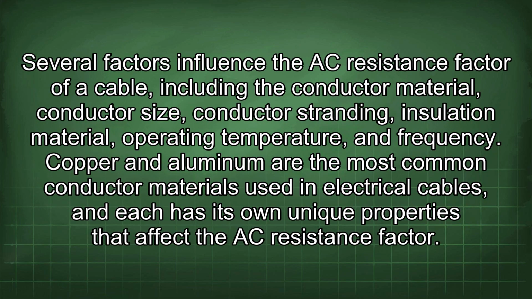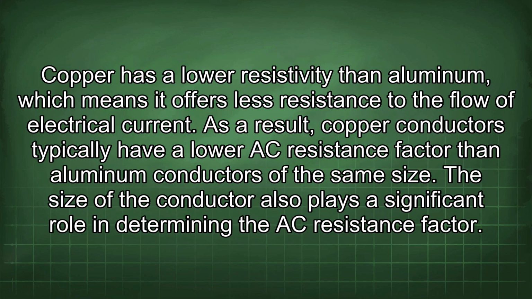Several factors influence the AC resistance factor of a cable, including the conductor material, conductor size, conductor stranding, insulation material, operating temperature, and frequency. Copper and aluminum are the most common conductor materials used in electrical cables, and each has its own unique properties that affect the AC resistance factor. Copper has a lower resistivity than aluminum, which means it offers less resistance to the flow of electrical current. As a result, copper conductors typically have a lower AC resistance factor than aluminum conductors of the same size.